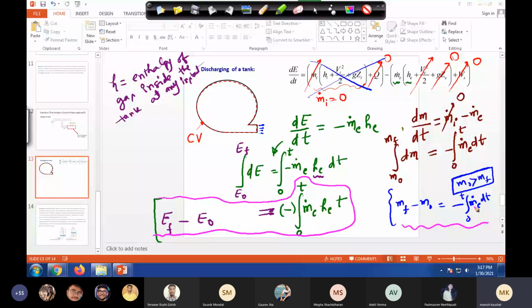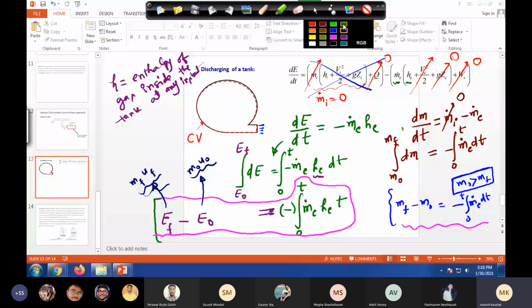What is EF, by the way? Let's solve it further. EF is nothing but MF UF, right? And E naught is M naught U naught. There is no confusion here, we know all the terms. But if you use the maths, I will never take He out, because ultimately it's the enthalpy of the gas which is exiting, and that is varying with time. It's not constant.